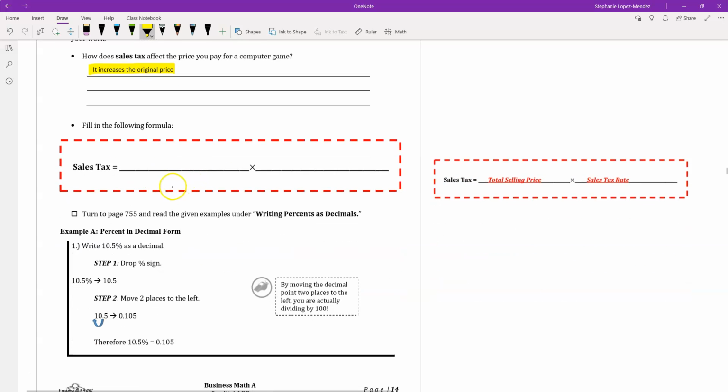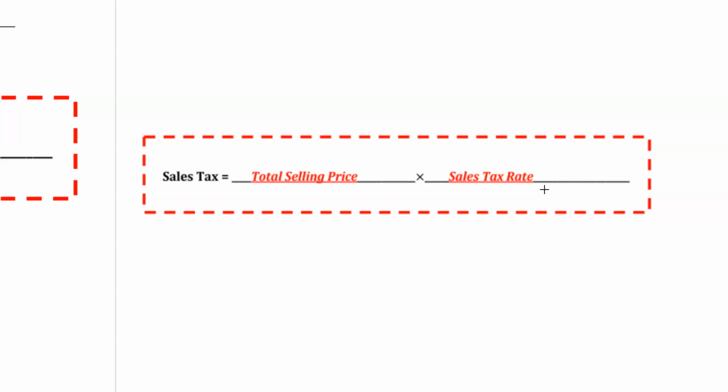In this section, we'll be working with the sales tax formula, which is sales tax equals total selling price times sales tax rate.